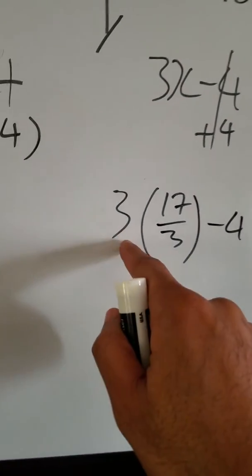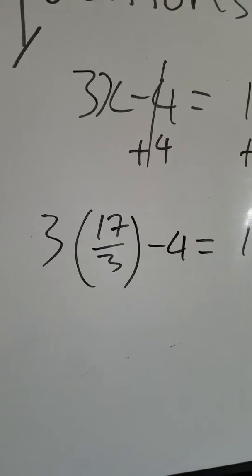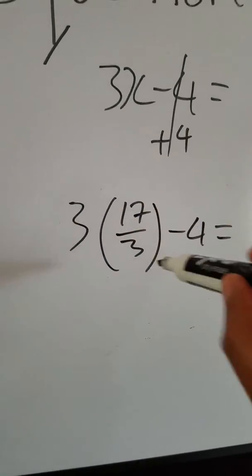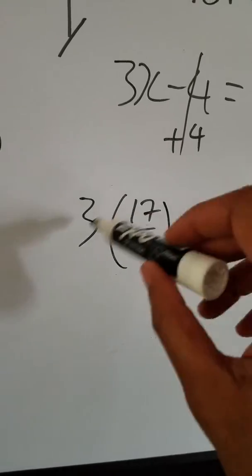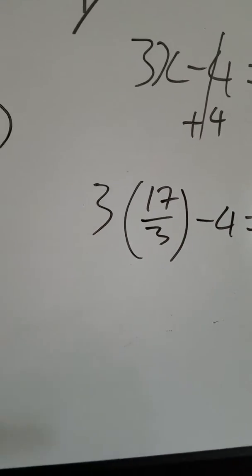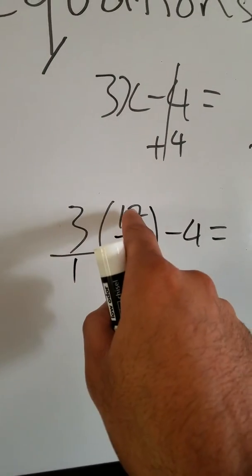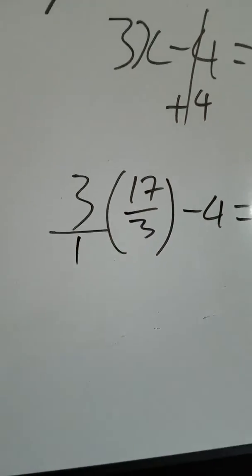Well, 3 times a fraction, and if you have trouble with doing this operation, you could check out my video on how to multiply fractions and also how to multiply fractions by whole numbers. The 3 on the outside is simply 3 over 1, so you're doing 3 times 17 at the top, 1 times 3 at the bottom.